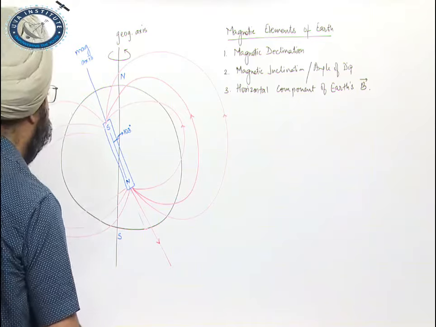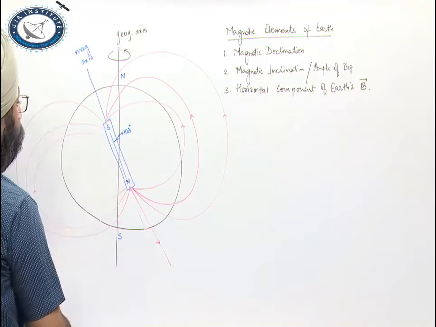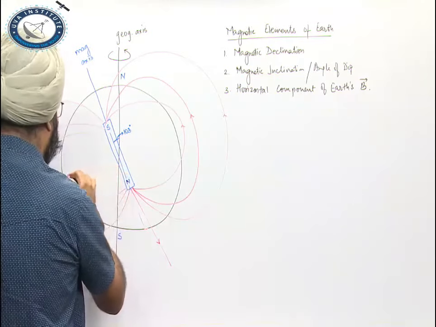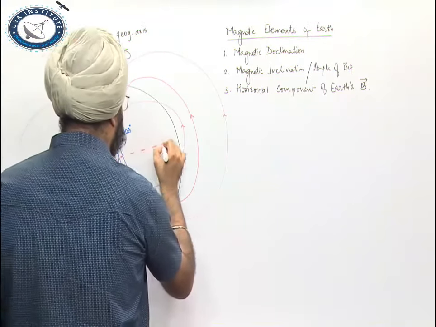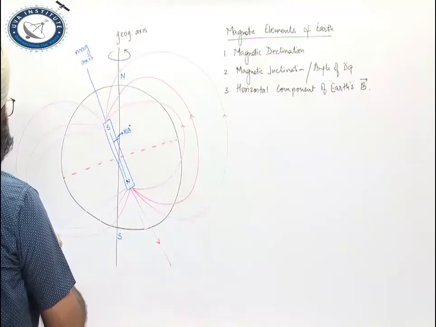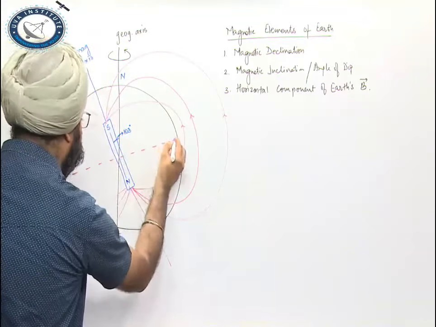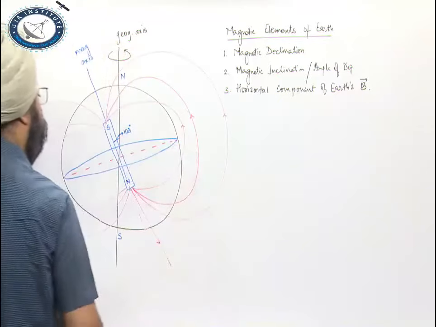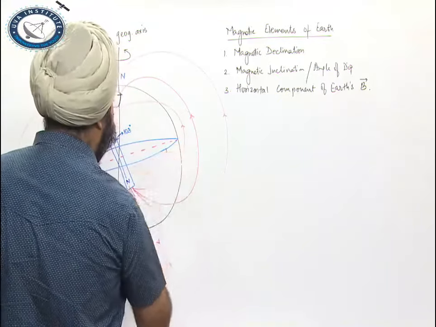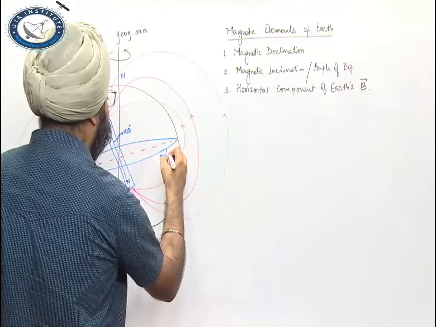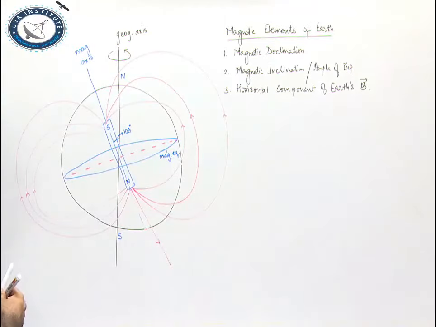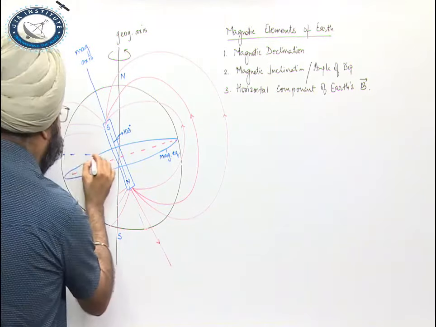So we have two types of equator. The one is geographic equator, and the other one is perpendicular to the magnetic axis. This is your magnetic equator. Now geographic equator, it is obvious, this is your geographic equator.